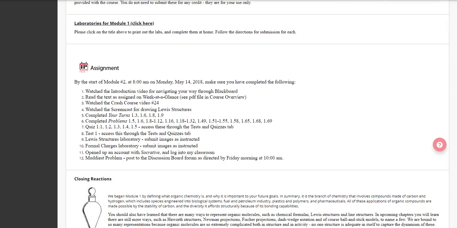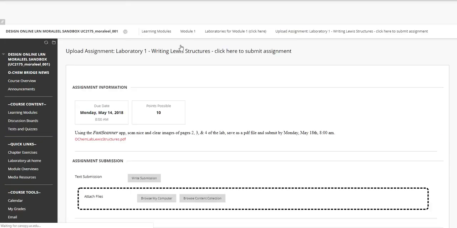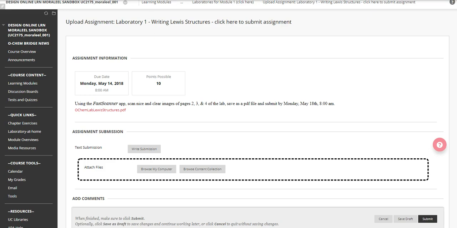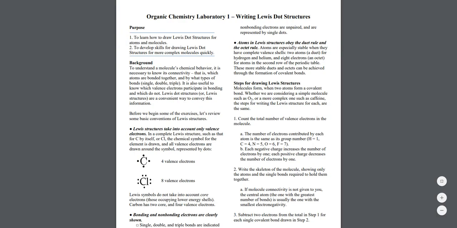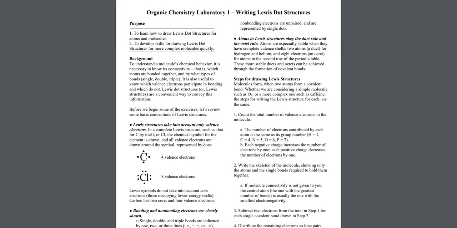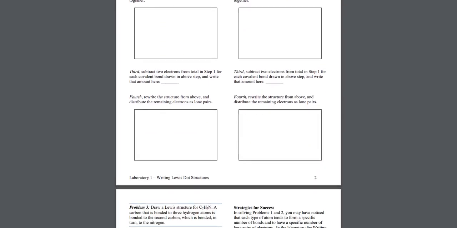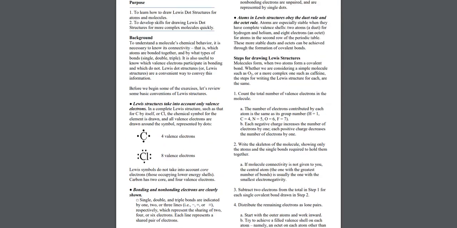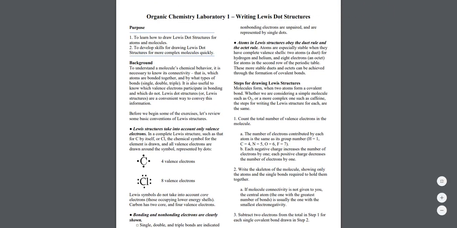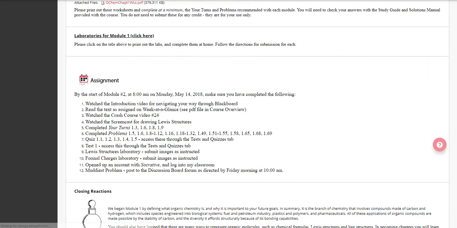And every single module also had a laboratory, so the student would go to a laboratory, and in the case of module 1, they had 2 laboratories that they needed to submit to me. And here is an idea of what the laboratories look like. Again, these were assignments that the students would print out and then go ahead and follow at home. And then upon the completion of this assignment, the student would use an app such as Fast Scanner, and then they would go ahead and upload the Fast Scanner images up to the website.